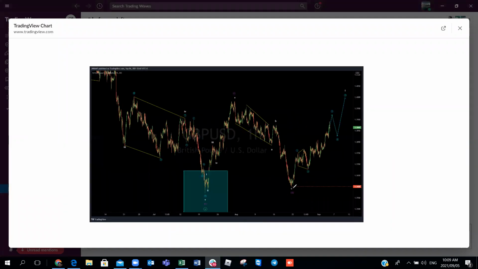So this is now on the 1 hour. This is where we expected it to go. We are currently here, and we're now just expecting a pullback here on pound US dollar and continuation to the upside. That is how we looked at pound US dollar.